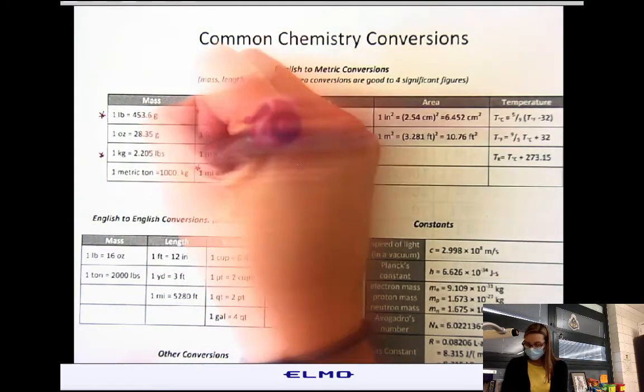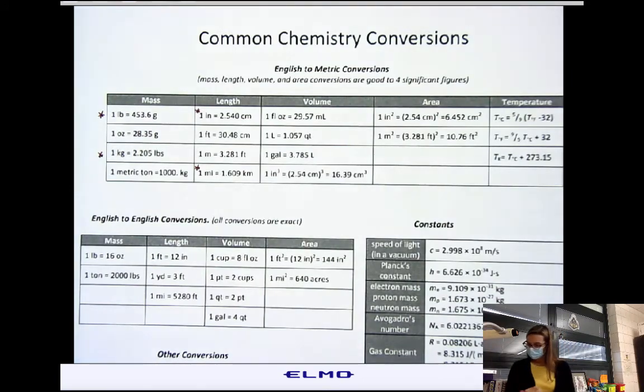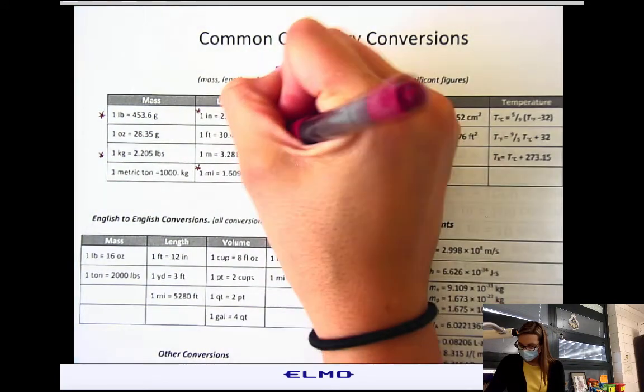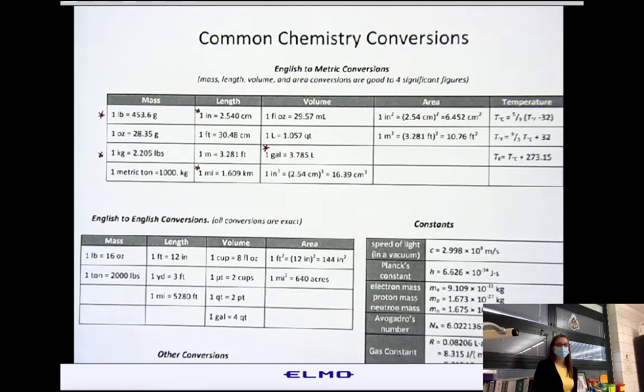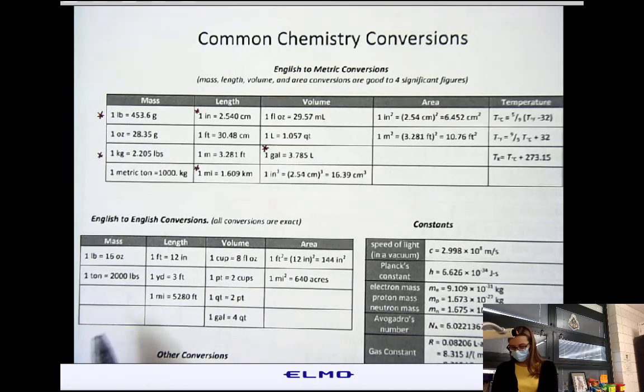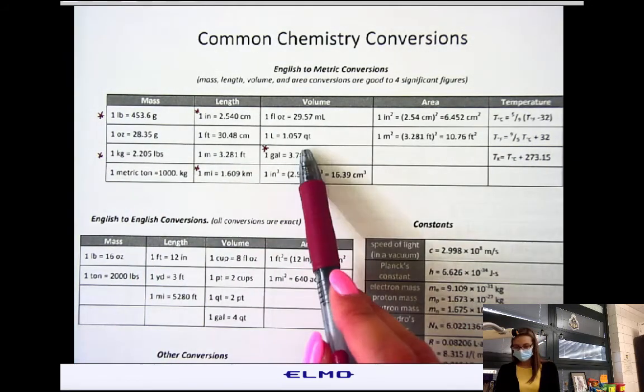1 mile is 1.609 kilometers. And then we see 1 gallon is 3.785 liters. So those are common English to metric conversions that we see. You will notice down here, this is English to English conversion. So these are conversions for units that we use. And then the ones down at the very bottom we don't really need yet. So we're kind of focusing on these up here at the top.